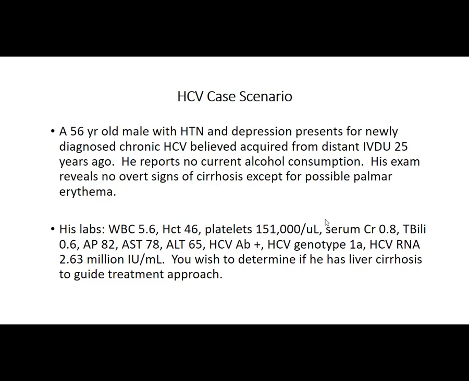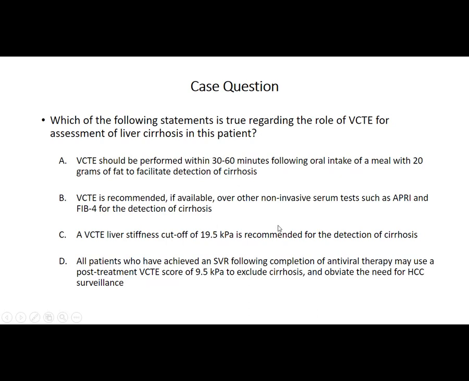His labs show white count of 5.6, hematocrit of 46, platelets 151, creatinine and bilirubin are all normal, alk phos 82, AST and ALT slightly elevated at 78 and 65. He's genotype 1A and HCV RNA is 2.63 million. So you wish to determine if he has cirrhosis to guide your treatment approach. Which of the following statements is true, now that you're all experts in this, regarding the role of VCTE for assessment of liver cirrhosis in this patient?